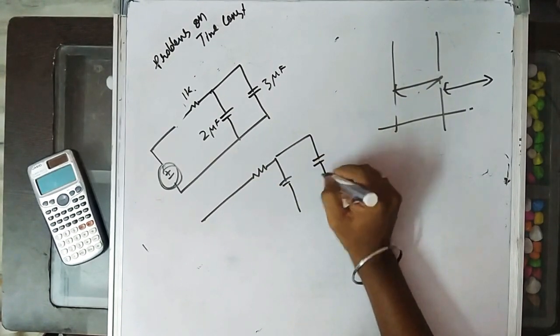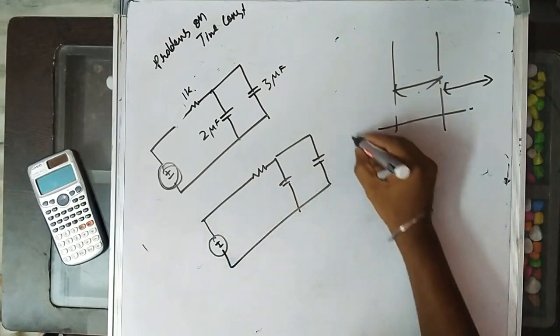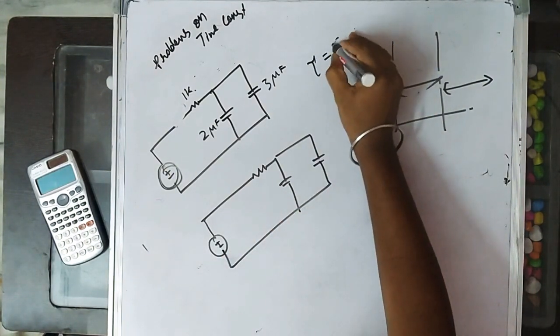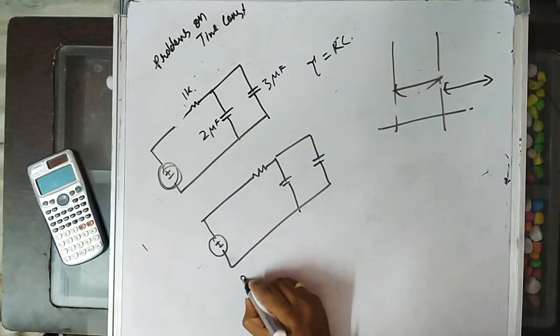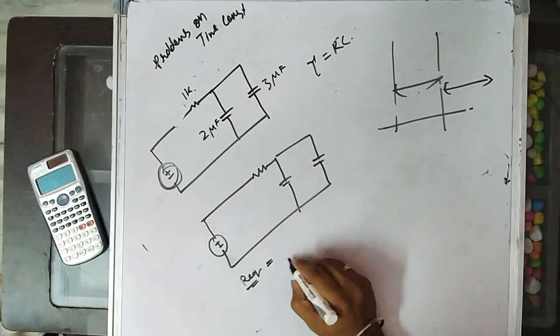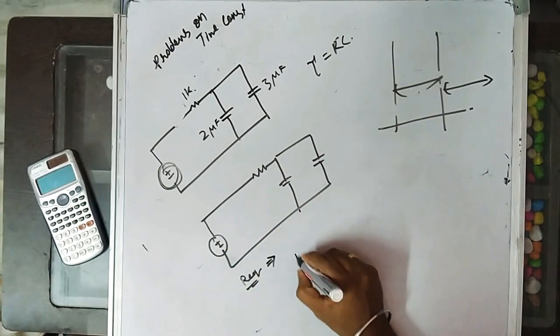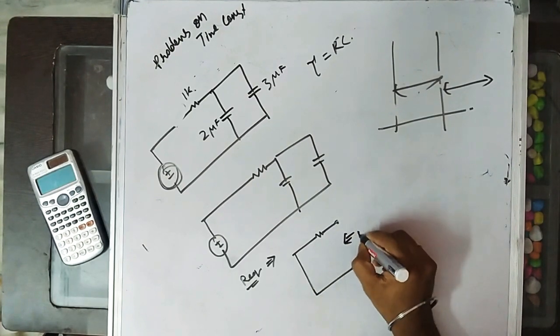On a separation basis, to find C equivalent, so tau equals what? RC. Now we will find R equivalent. R equivalent is simply: we turn off the sources, the current source and voltage source, remove the capacitors, and look at R equivalent.